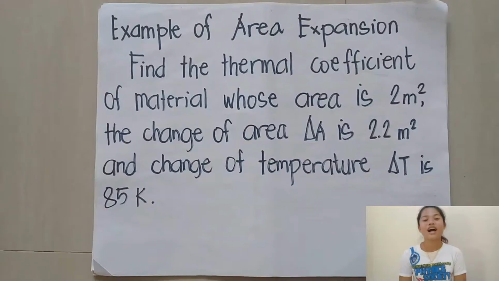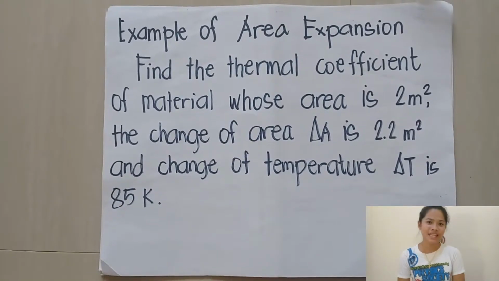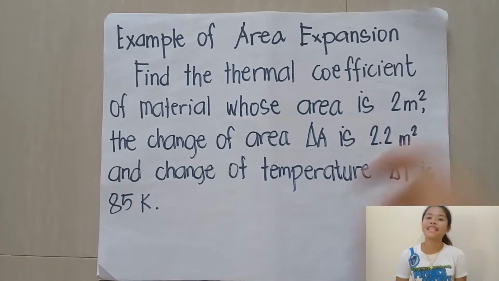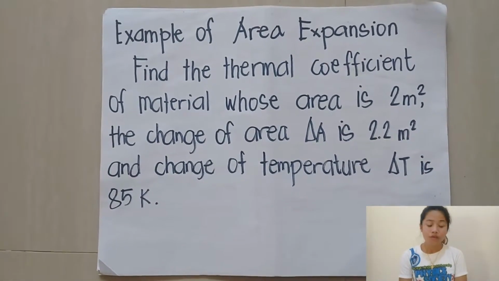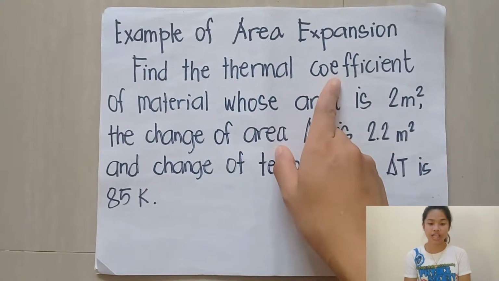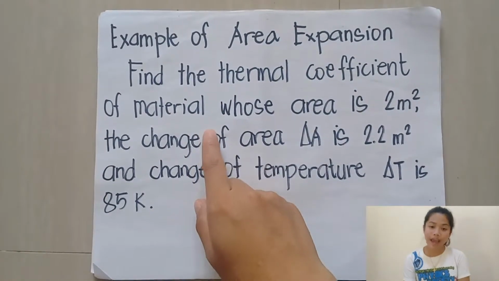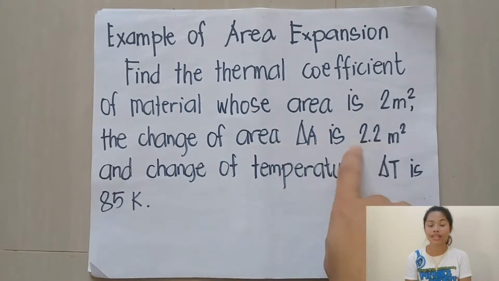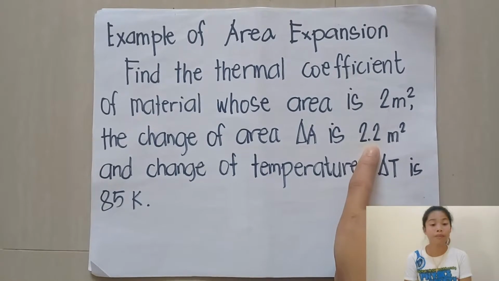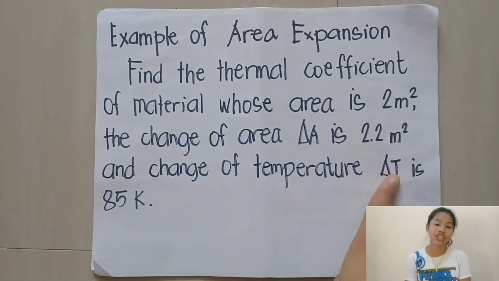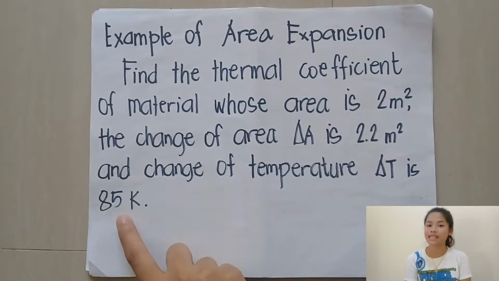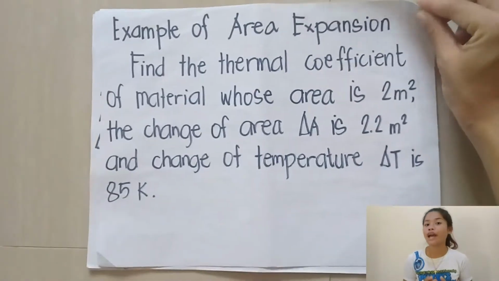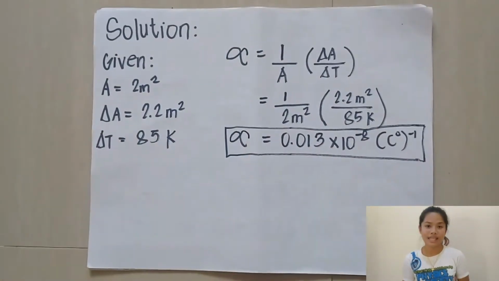Our next example is in area expansion. Then the problem goes like this. Find the thermal coefficient of material whose area is 2 meters squared. The change of area or the delta A is 2.2 meters squared, and the change of temperature or delta T is 85 Kelvin. So, we will now find out what is the alpha.